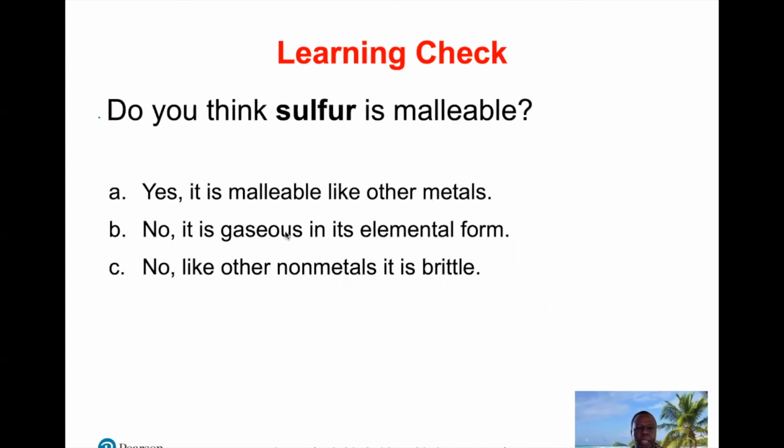No, it is gaseous in elemental form? Sulfur is solid, so that is what makes it wrong. No, like other non-metals, it is brittle. Sulfur is brittle, so that is the correct answer.